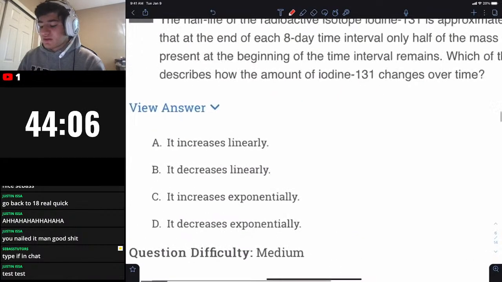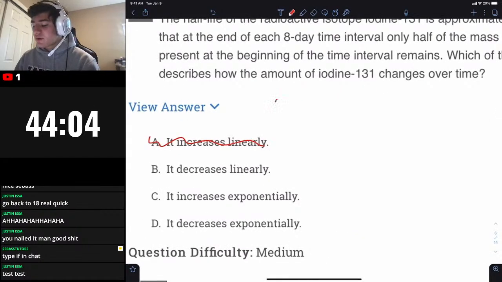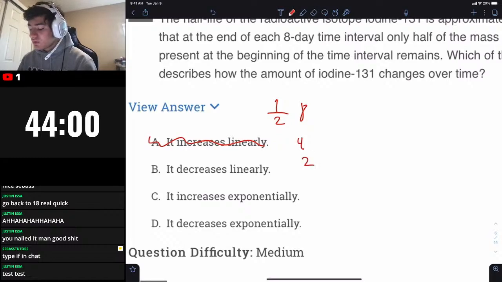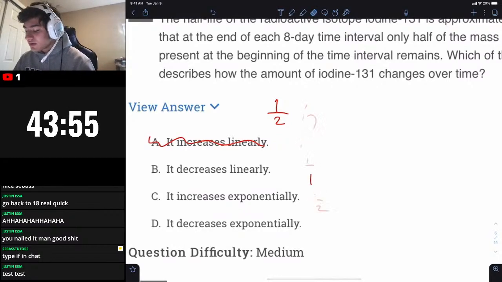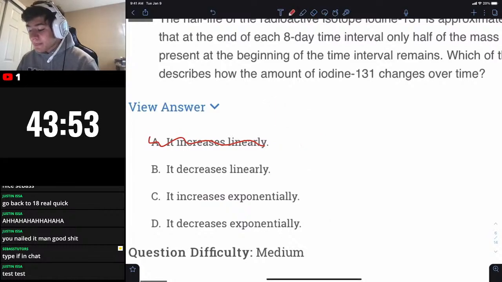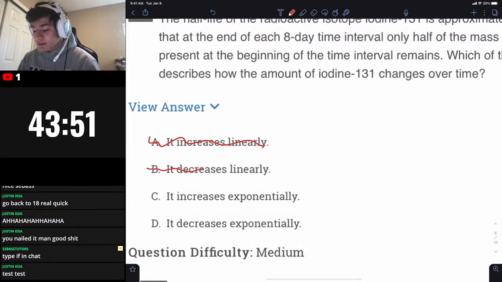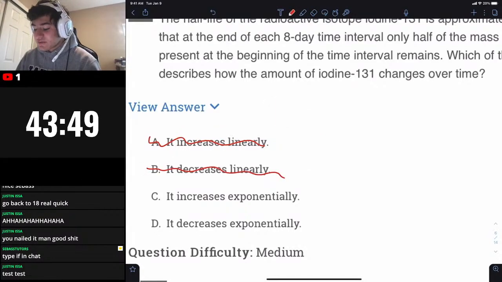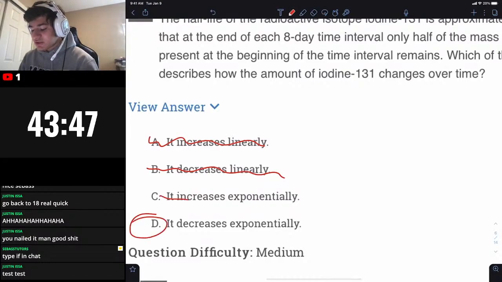It's not decreasing linearly at all. It's halving each time, right? So it's a half of like 8, and then it's going to be 4, and then 2, and then 1, and then 1 half. See how it's exponentially getting smaller? It's not linear. It's not going down by the same amount every time. Oh, and plus this one says increasing. We're decreasing now, so it's going to be decreasing exponentially.